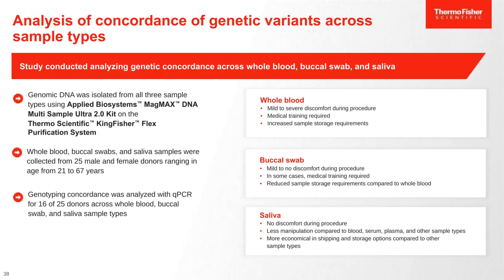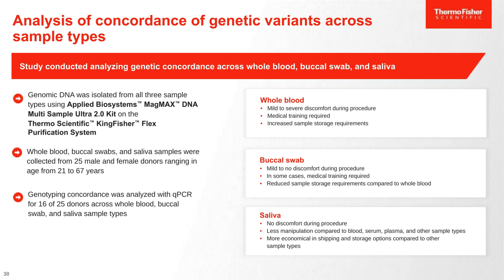So as I said, saliva has become of great interest, an emerging sample type people would like to use. But when using a new sample type, you of course want to make sure that it compares well back to the original ones and that they match in concordance and performance. So here we used our MagMax DNA Multisample Ultra 2.0 kit combined with the Kingfisher Flex in order to conduct a concordance study. And here we compared whole blood, buccal swab, and saliva, three sample types from donors. So they were matched samples.